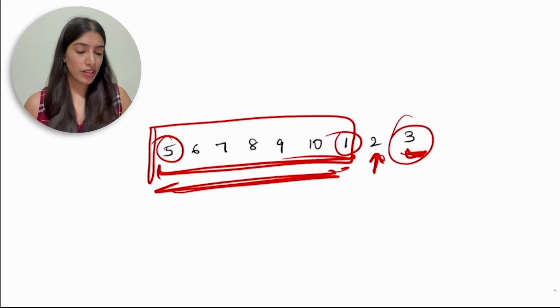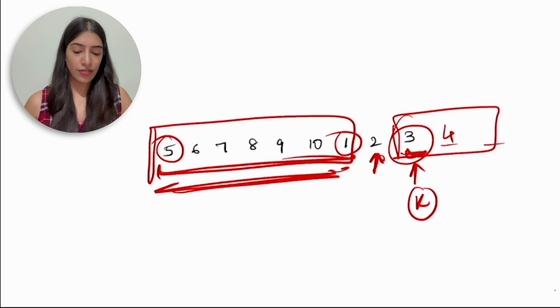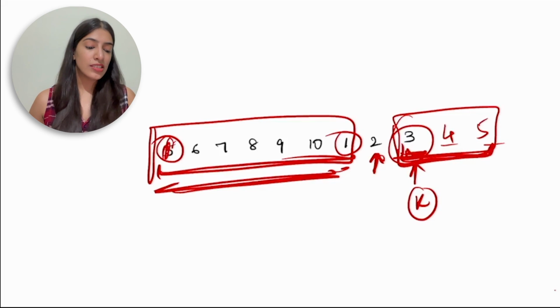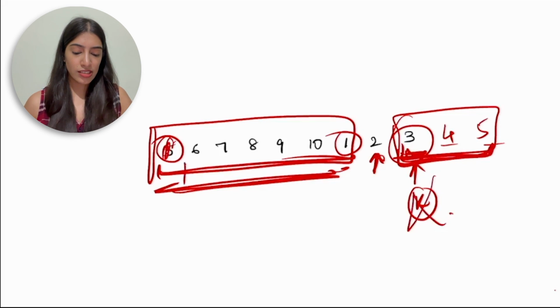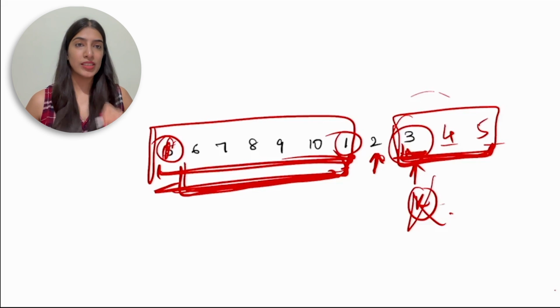Now, since this is sorted, I can check whether my k exists in this part or not. Right now, there is one element only, but say there were more elements, say 5 was present over here. Then I can check whether k exists in this part or not. Suppose it does not exist. If it does not exist, I will have to do my search again in this part. If it exists, I will have to do my search in this part.